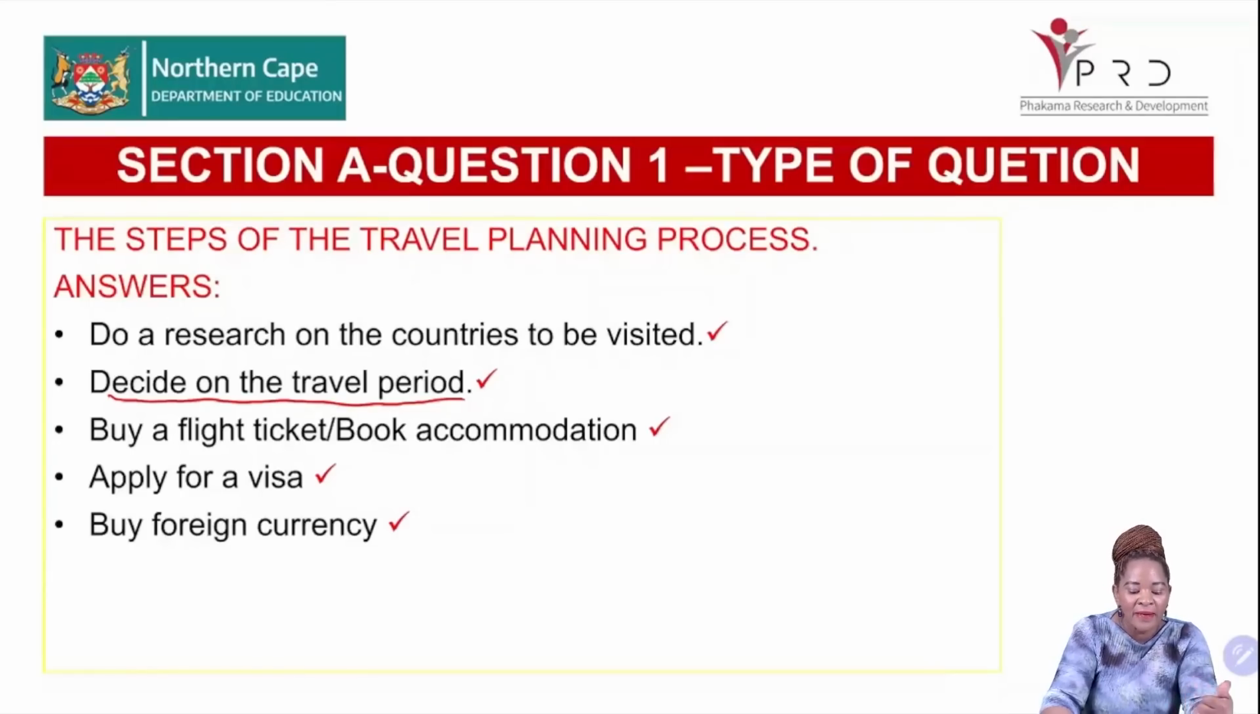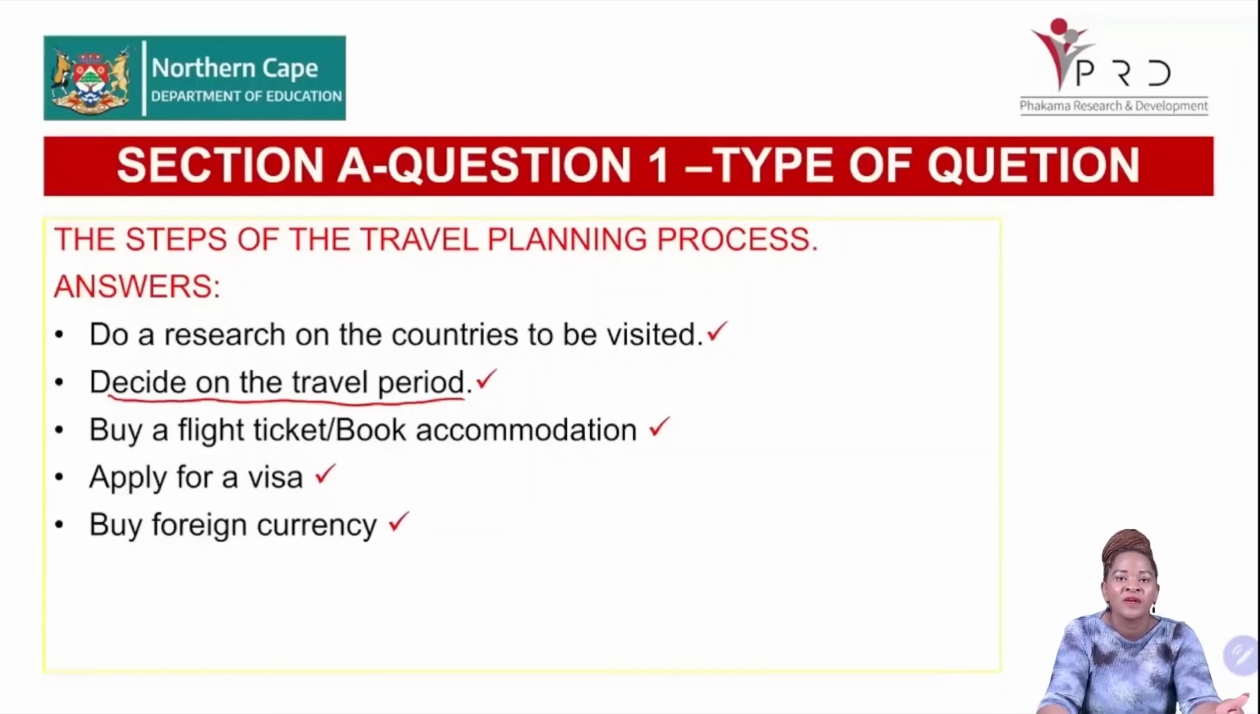Then you must buy a flight ticket or book an accommodation because already you have the dates. And then you must apply for a visa. Remember, you cannot apply for a visa without booking an accommodation because you need to attach the address of the accommodation when you apply for a visa. And also they want to see the flight ticket. They also want to see the confirmation of your accommodation reservation. So then you can go and apply for a visa.